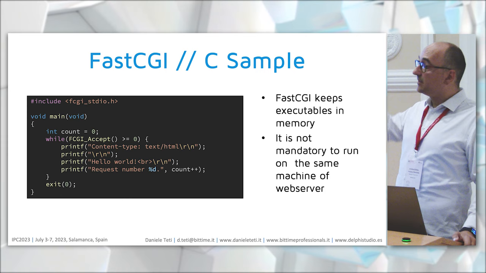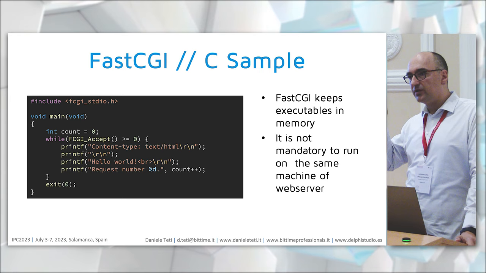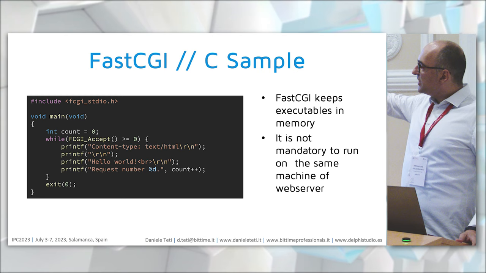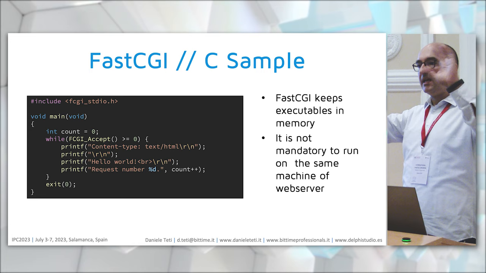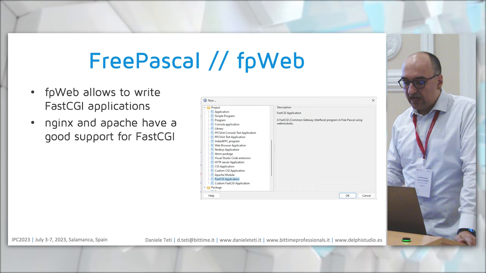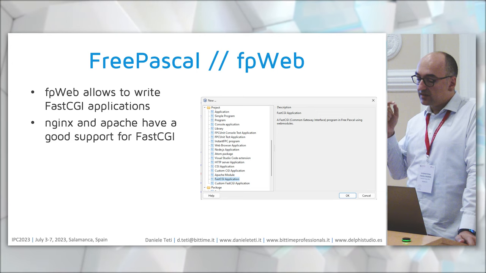This is an example in C which shows how to use the FastCGI approach. Like you see, there is a more or less infinite loop that works a bit like a Berkeley socket, okay? Just get the information, process it, close, and start waiting for the next information, okay? So FastCGI keeps executables in memory, and it is not mandatory to run on the same machine as the web server. This has been a leap forward.